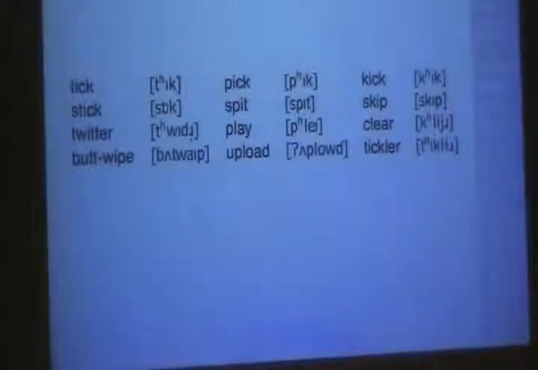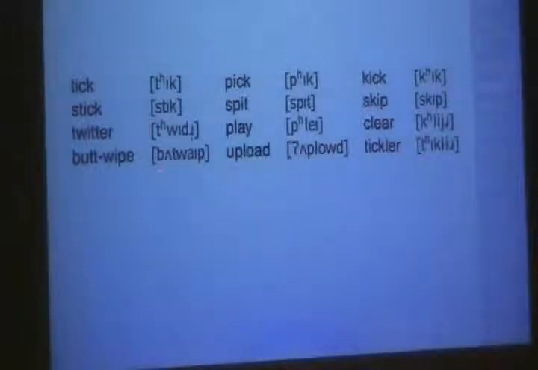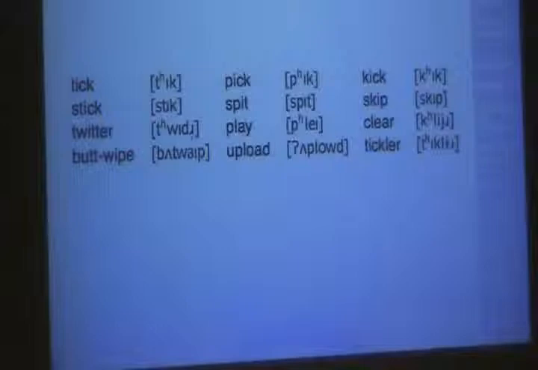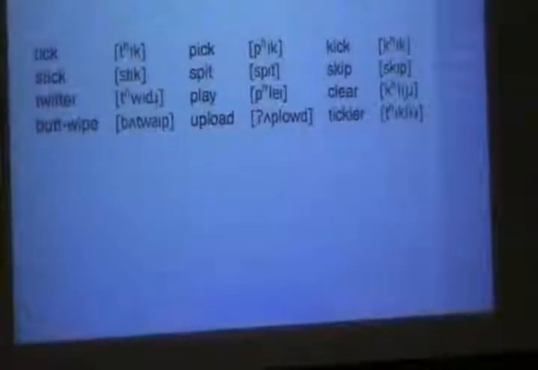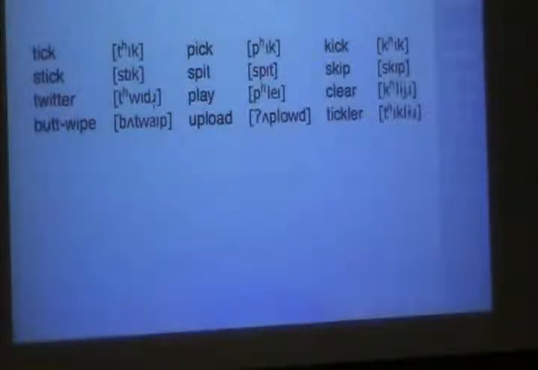Tick, stick, Twitter, butt wipe. So, which tas are getting aspirated? Yeah, so they're the ones that begin syllables, aren't they? The beginnings of words in these one-syllable cases. How about here? Pick, spit, play, upload. These two get aspirated. That one and that one don't. This, upload, is ending the first syllable. It's the coda of the first syllable. Play begins the onset. Spit, it's the second thing in the onset. It isn't starting the syllable.